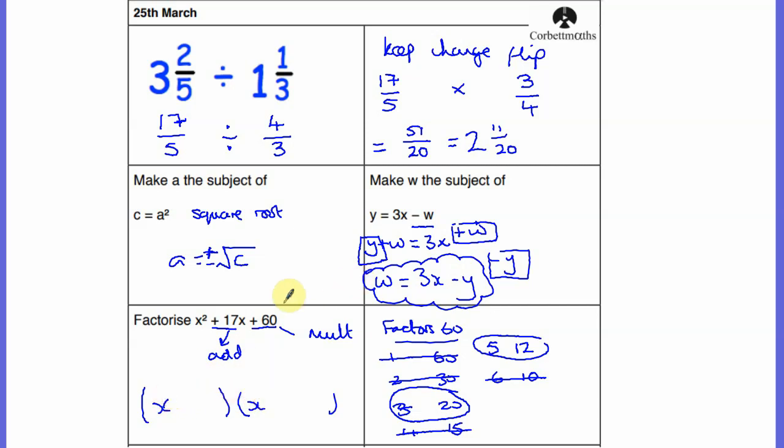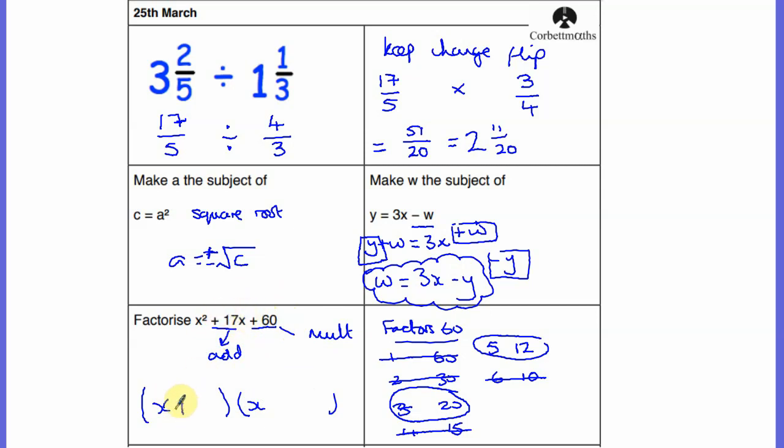We know that because it's a positive number here for the positive 60, we either need two positive numbers or two negative numbers, because that's how we multiply to make a positive. I know it's not going to be two negative numbers, because if I add two negative numbers together, I'm not going to get positive 17. That's just not possible. We'd get a negative number.